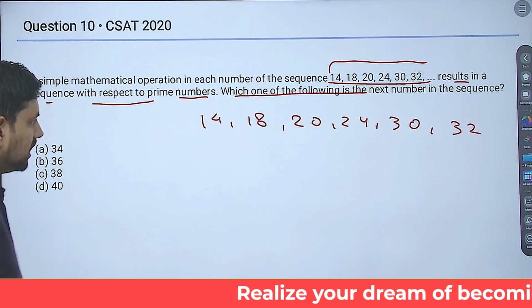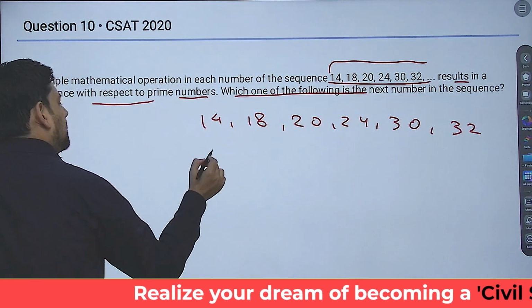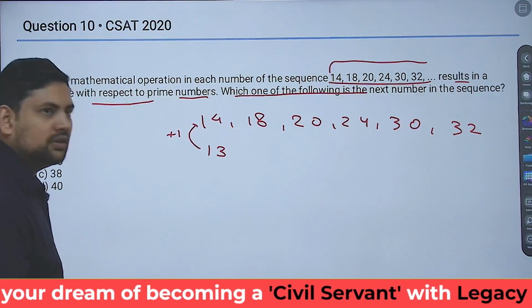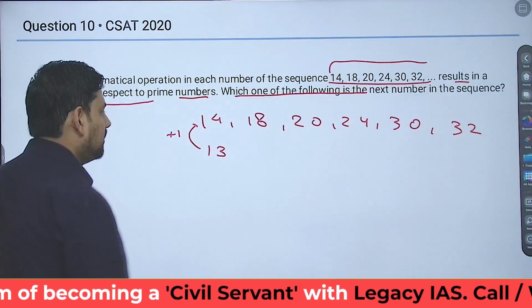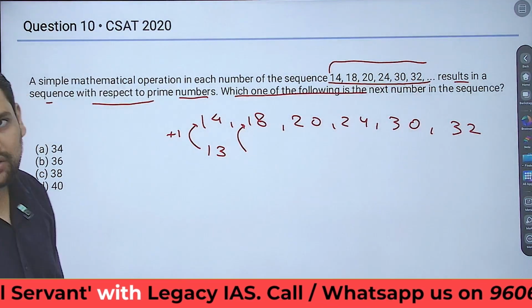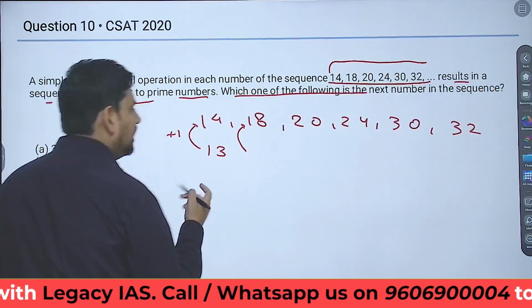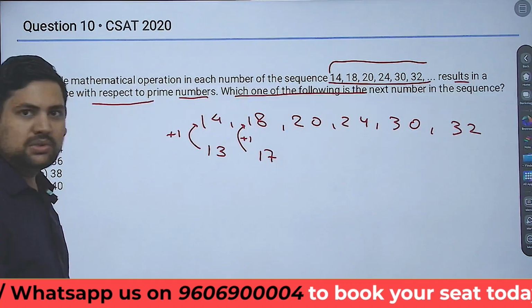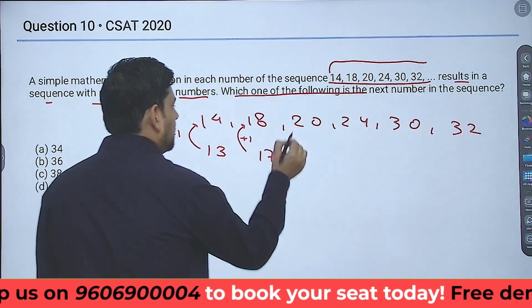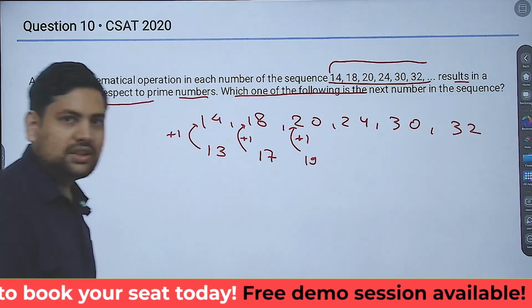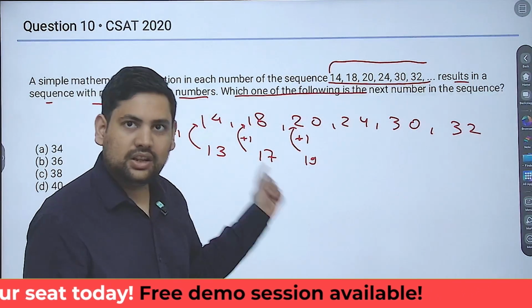Okay, if you see carefully, the nearest prime number to it is actually 13. Then 13 plus 1 is equal to 14. Similarly, for 18, we took 1 less than 14, so let's take 1 less than 18 here also. So this is 17, and 17 plus 1 is 18. This is also satisfying. Now this is also 19 plus 1. So are you seeing? You're taking prime numbers and then adding 1 to each.